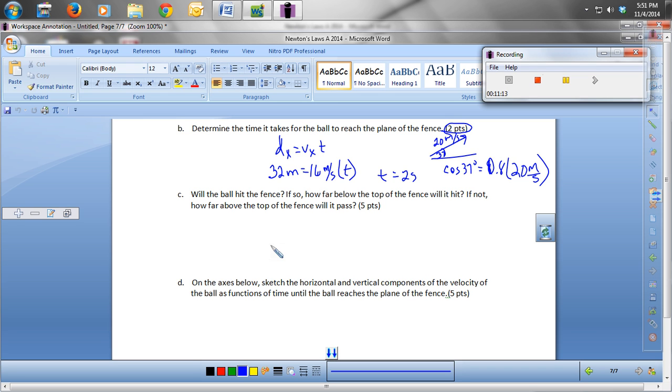Now, this one's a little bit harder, so let's see if we can tackle it. It says, will the ball hit the fence? If so, how far below the top of the fence will it hit? If not, how far above the top of the fence will it pass? All right, so what I said was, well, I know that VYF equals VYI plus GT. To get to the highest point, this has to go to 0. I use the sine of 37 times that hypotenuse of 20. On the way up, gravity is negative.